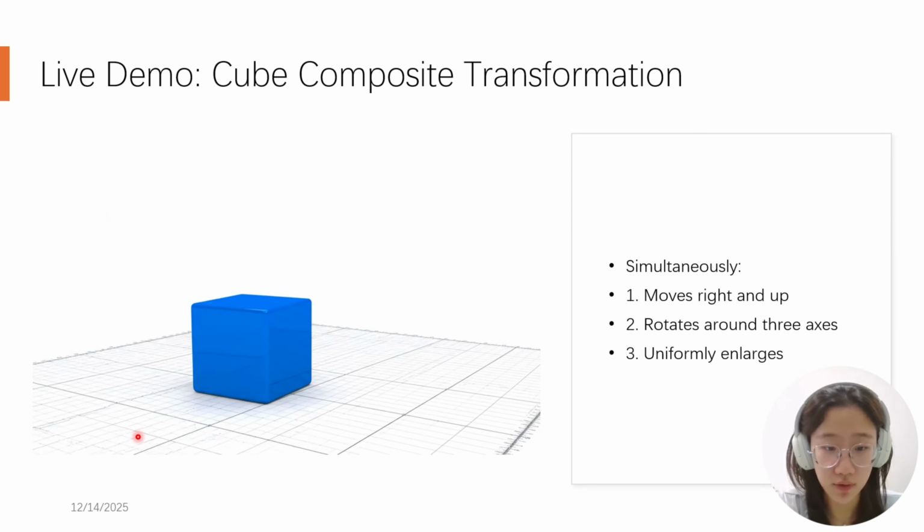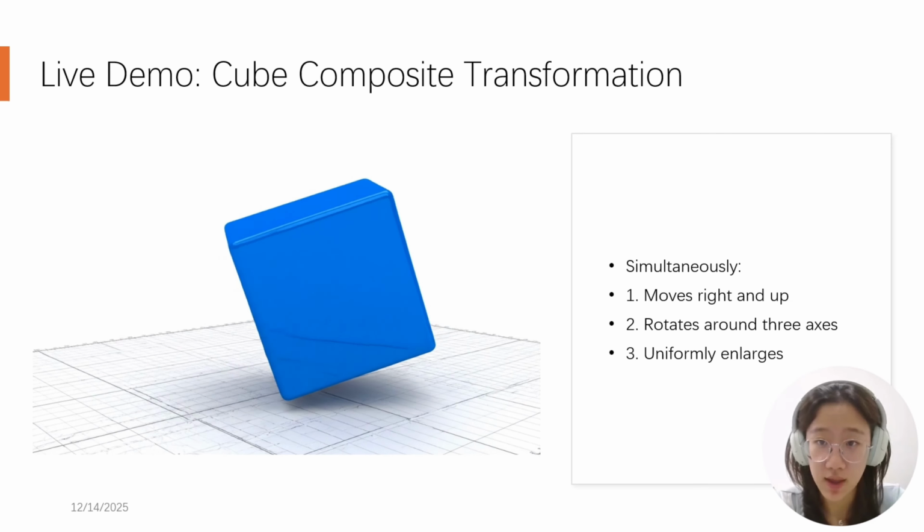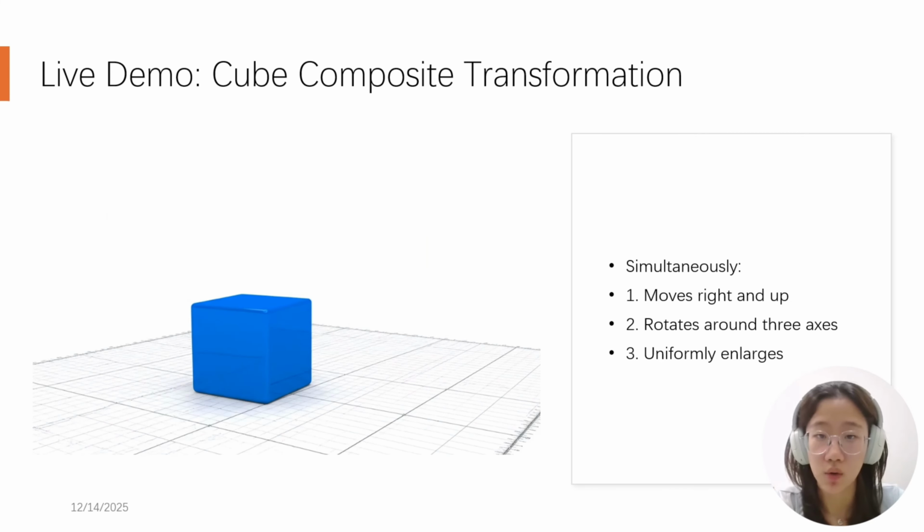Look at this cube. It is moving right, rotating around three axes and getting bigger, all at the same time. We don't calculate this separately. We simply multiply the cube's coordinates by our matrix M. One calculation, complete transformation. This efficiency is why your video games run at 60 frames per second.